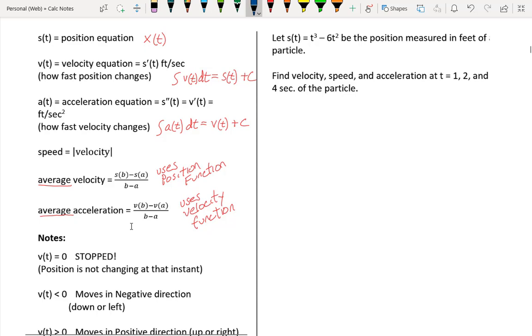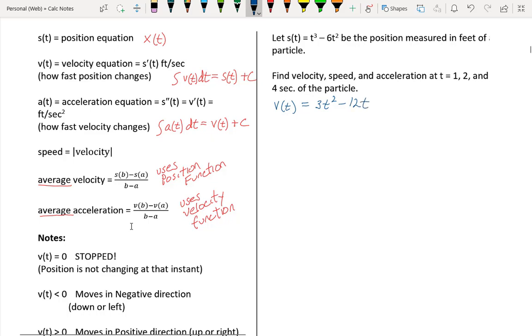Okay, so to do velocity, we need a velocity function. So we're going to start off with v of t, which again is just the derivative of s of t, so that's going to be 3t squared minus 12t. So there's my velocity function.